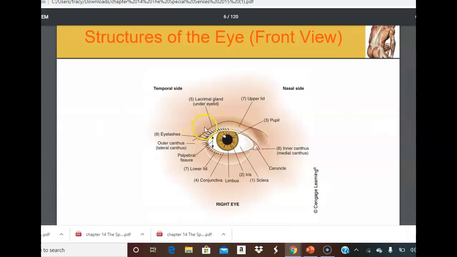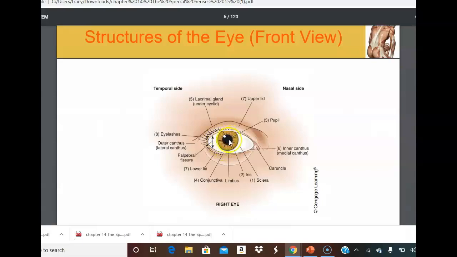The lacrimal gland is under the eyelid here, but the duct actually comes in over here, which is where our tears are generated from, the nasal side, or the inner canthus right here of the eye. Number 1 is sclera, so that's the white part. The iris is our colored part, and we know that can vary depending on the individual.